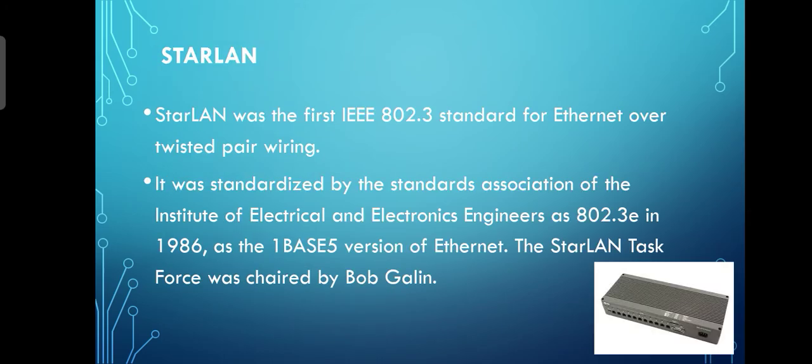So the last topic is StarLAN. StarLAN was the first IEEE 802.3 standard for Ethernet over twisted pair wiring. It was standardized by the Standards Association of the Institute of Electrical and Electronics Engineers as 802.3e in 1986 as the 1Base5 version of Ethernet. The StarLAN task force was chaired by Bob Galin. So it was the first one.